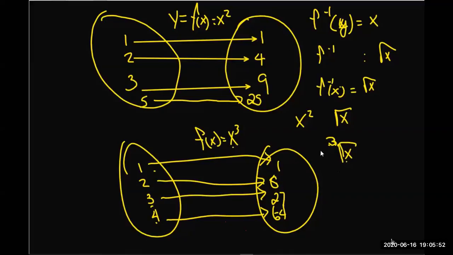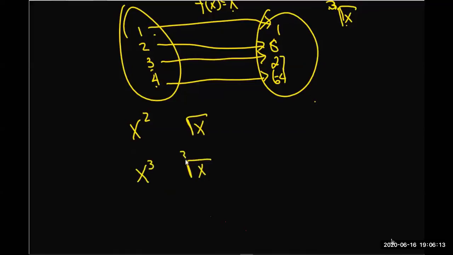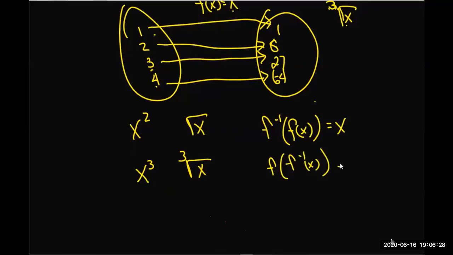And this makes sense, right? That is to say that x squared and the square root of x are inverses, and x cubed and the cube root of x are inverses. That makes sense, because remember we said that if you do f inverse of f of x, you should get x, or we also said if you do f of f inverse of x, we also get x.